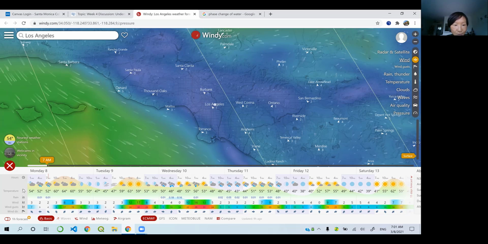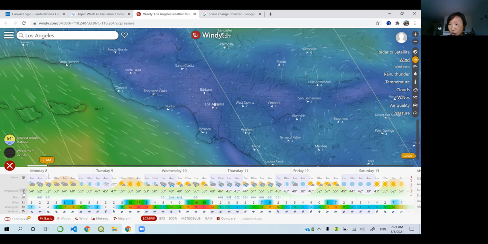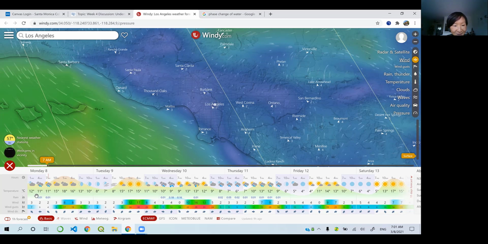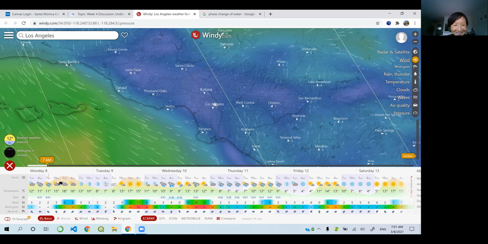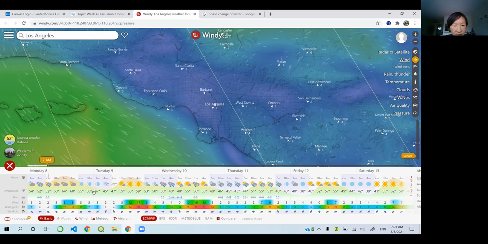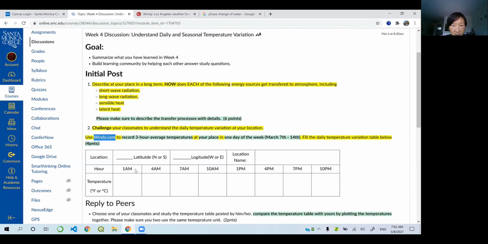Whatever way you want, but you need to let people know which unit you're using. I'm using Celsius, or you can use Fahrenheit. I will record those temperatures, which are 3-hour averages, and put them in this table. In this table, you need to identify the location, longitude and latitude, and location name.